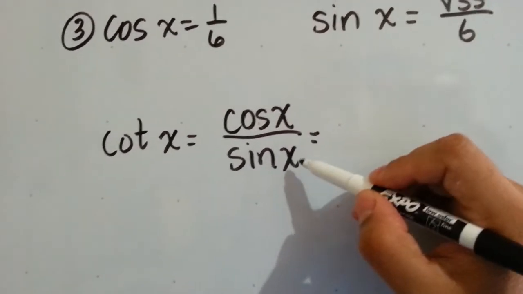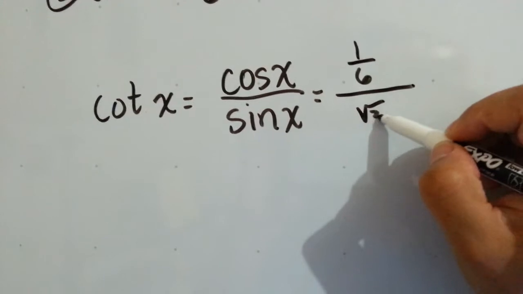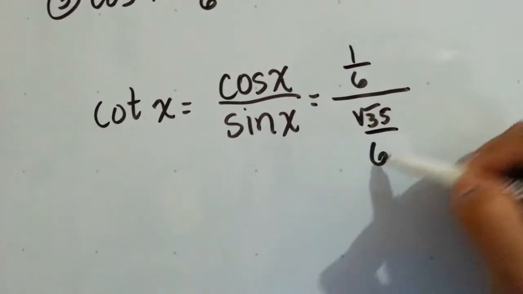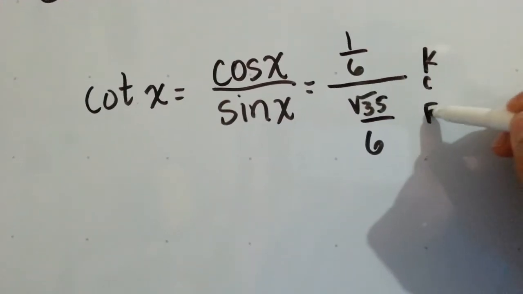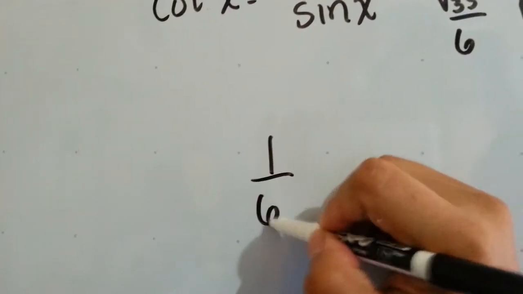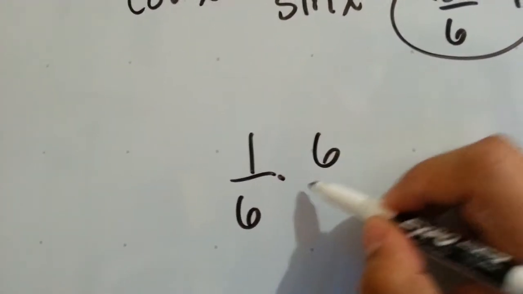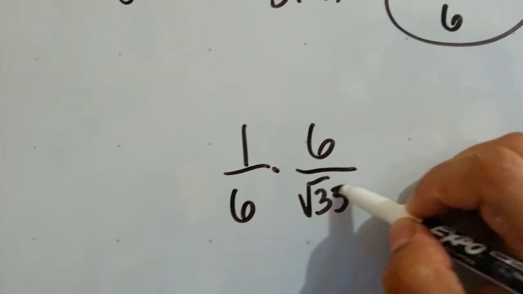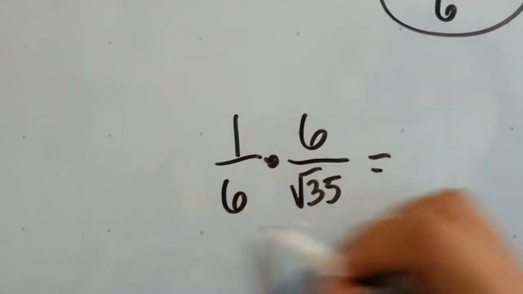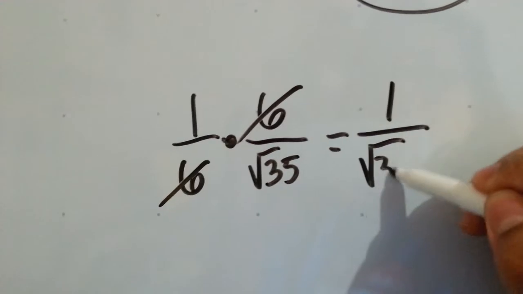So then the cosine is 1/6. Sine x is the square root of 35 divided by 6. And this is a keep change flip. We keep the numerator. We multiply, and we flip the denominator. Since it's multiplication, we can go ahead and cancel stuff out. These 6 cancel. You're left with 1 over the square root of 35.